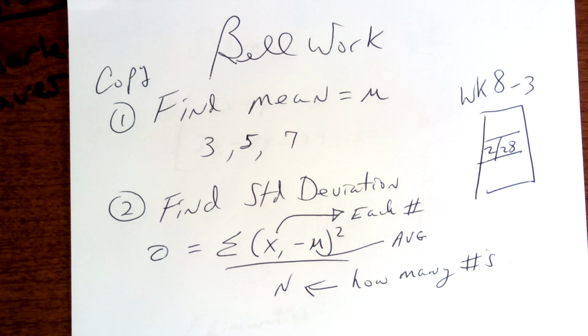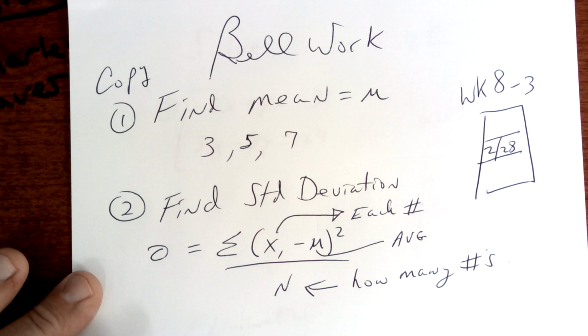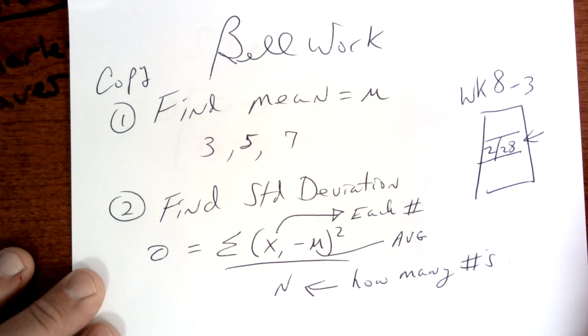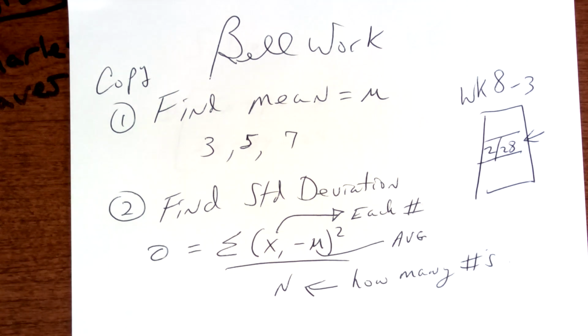Let's take a look at today's bell work. By the way, we're in week 8-3, and this is today's work right here in the middle. It says find the average. So to find the average, you're going to add them up and divide by how many numbers you have. In this case, we have 3 numbers.